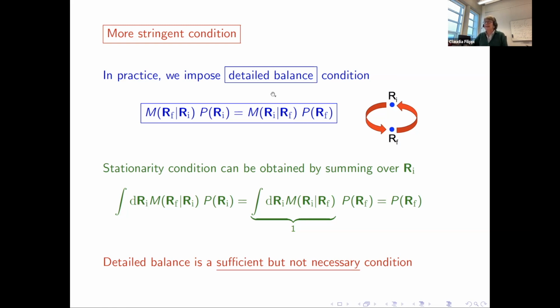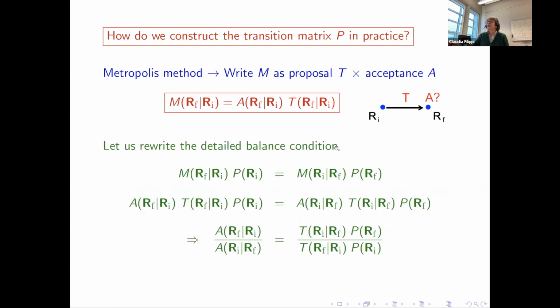By plugging in this detailed balance, you're essentially substituting this term, swapping F and I, and using the fact that M is stochastic, you end up having P over F. So imposing detailed balance ensures that the stationary condition is satisfied, and since M is stochastic, even if I start from the wrong distribution, I'm going to end up there. So now in practice, still we don't know how to build them.